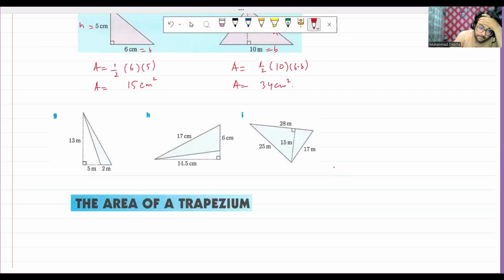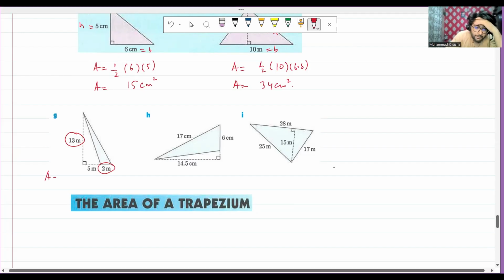This is the base, 2 meters is the base, and 13 meters is the height. Be very, very careful while doing this. 2 meters is the base, 13 meters is the height. Do not add these 5 meters into it. Do not do that. So area equals a half, base is 2, height is 13, and this is going to be 13 meters squared.